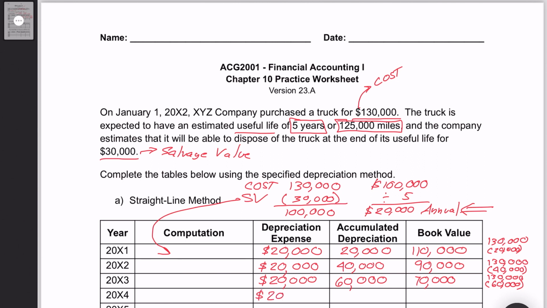Year number 4, still recognizing $20,000 of depreciation. Our accumulated depreciation is now $80,000, giving us a book value of $50,000. Finally, our last year, we have $20,000 of depreciation, making our accumulated depreciation $100,000, and our ending book value $30,000. You'll see that our ending book value that we have down here equals what the salvage value was up here.